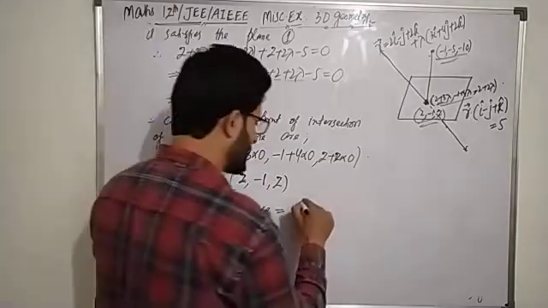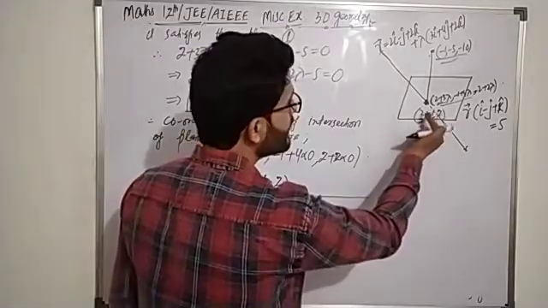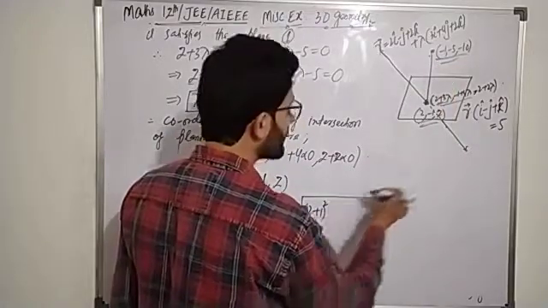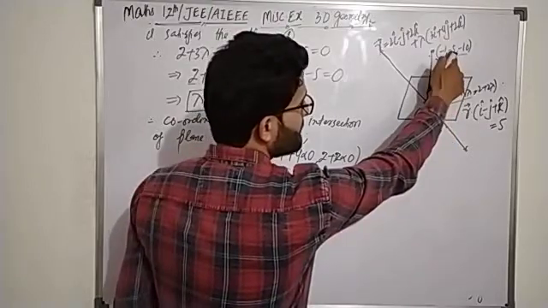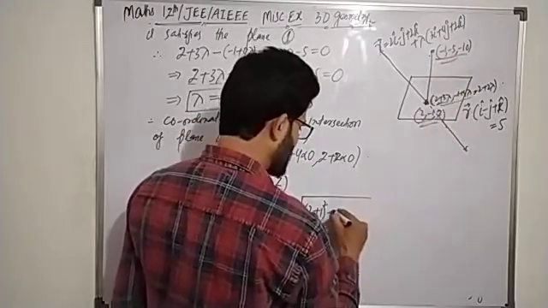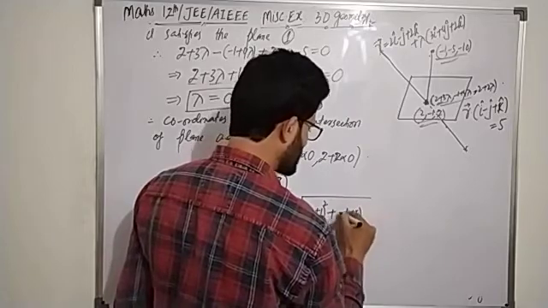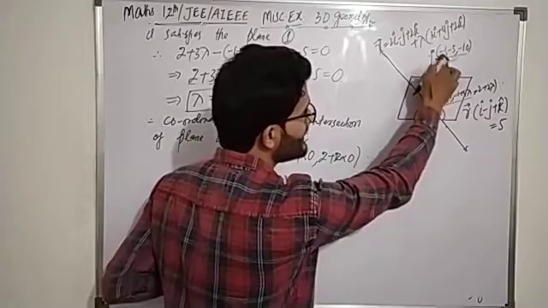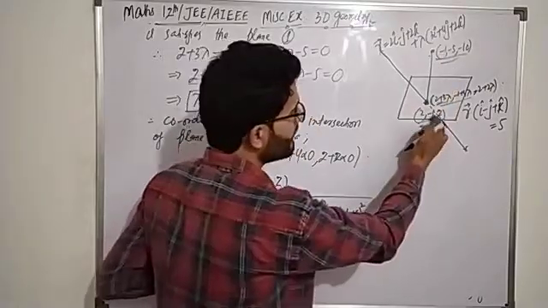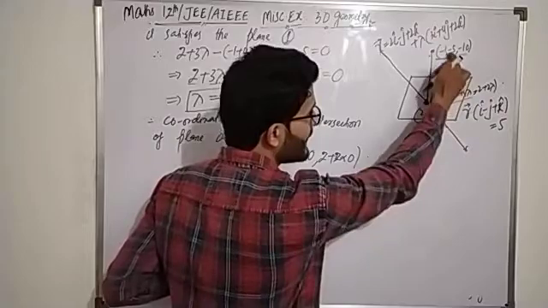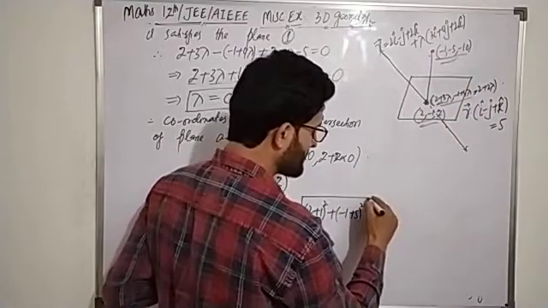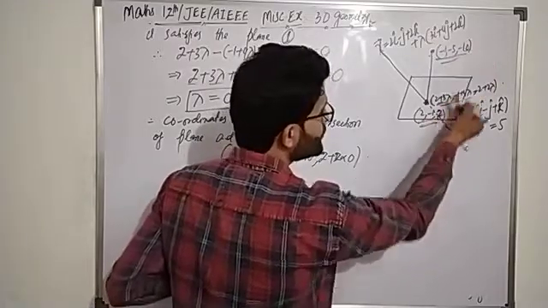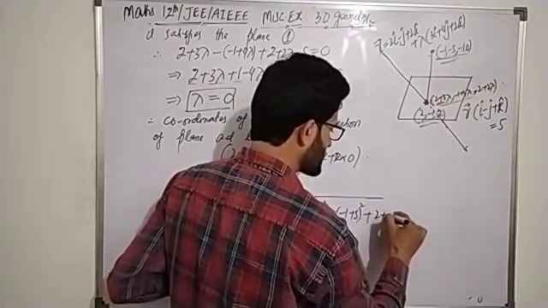So required distance must be equal to square root of, yes, 2 minus minus 1, that is 2 plus 1 square, minus 1 minus minus 5, that is minus 1 plus 5 square. Is that clear? Because x2 minus x1, that is 2 minus minus 1, that is 2 plus 1 square, y2 minus y1, that is minus 1 minus minus 5, that is minus 1 plus 5 square, and plus z2 minus z1, that is 2 minus minus 10, that is 2 plus 10 square.